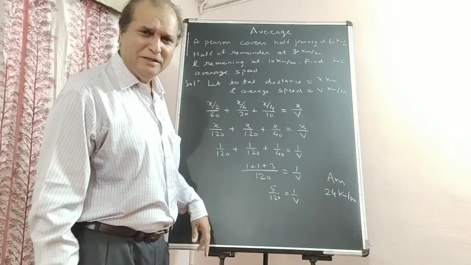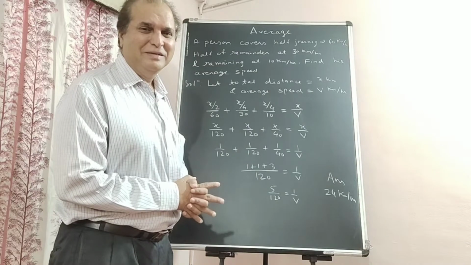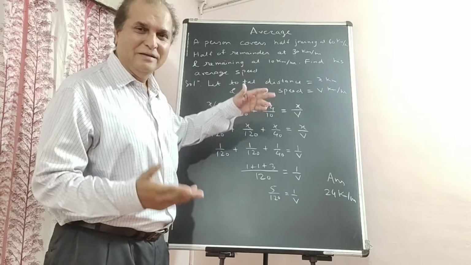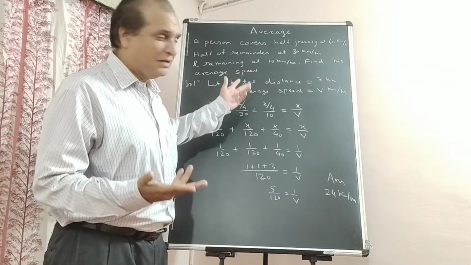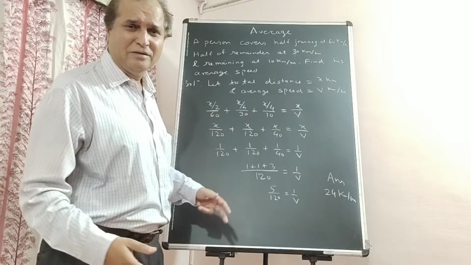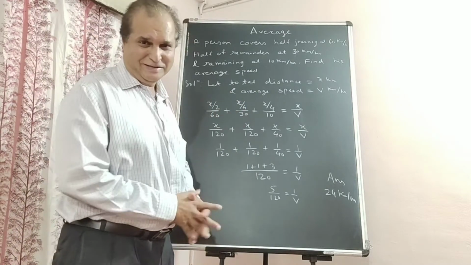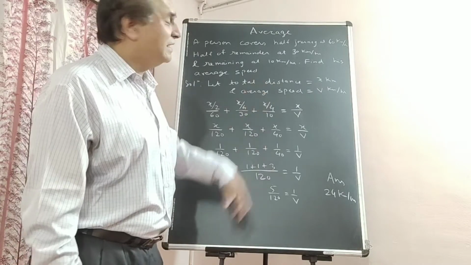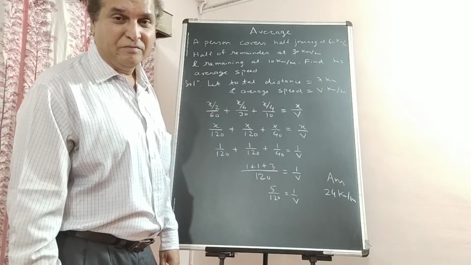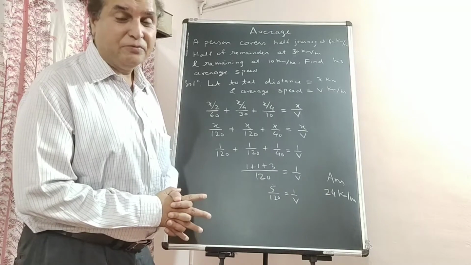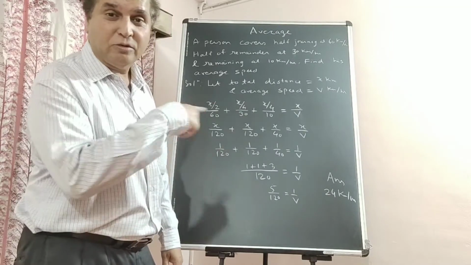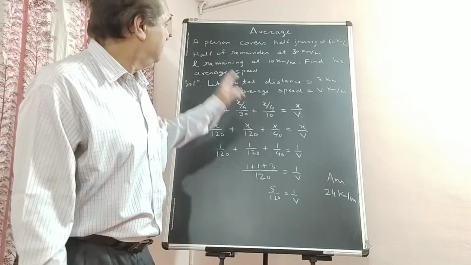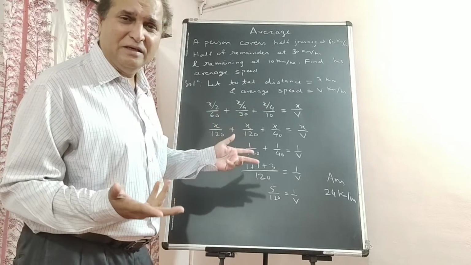Why different speeds? That is the sum. Maybe the first journey by train, second by bus, third by bullock cart, horse cart, whatever. And you have to find the average speed. For average speed, you need the formula total distance upon total time. But time is not mentioned.